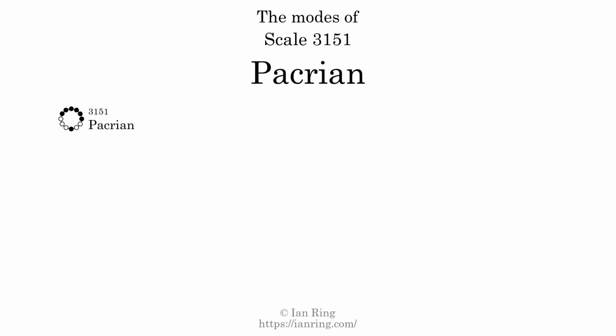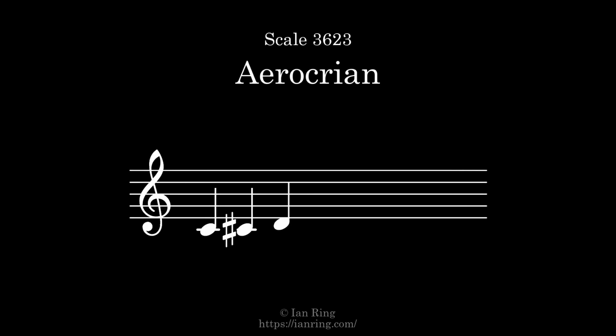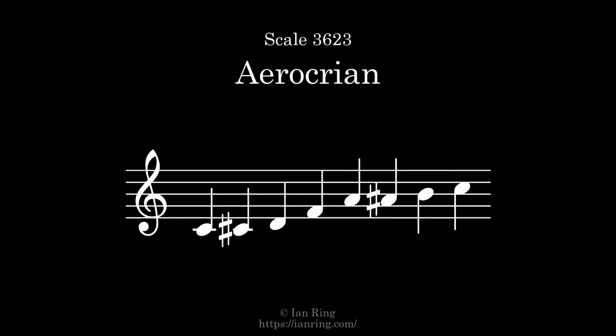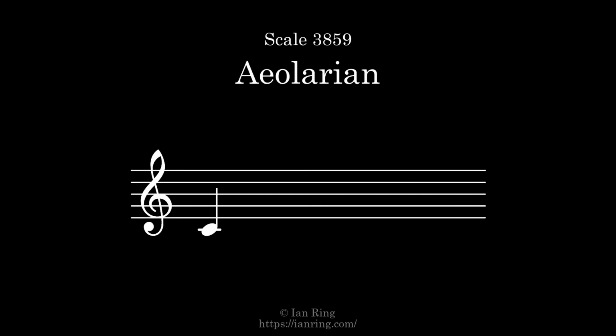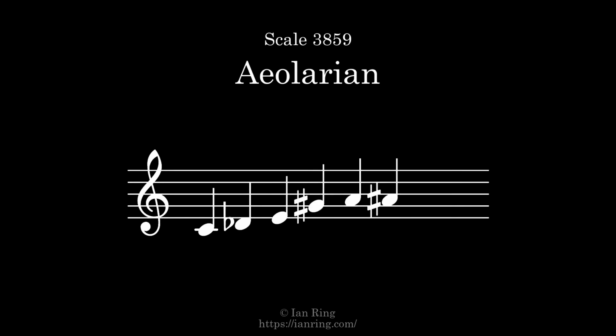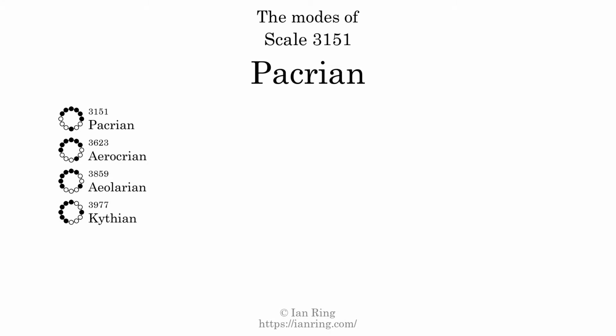The first mode is itself. The second mode is scale 3623, also known as Pacrian. It sounds like this. The third mode is scale 3859, also known as Eulerian. It sounds like this. The fourth mode is scale 3977, also known as Scythian. It sounds like this.